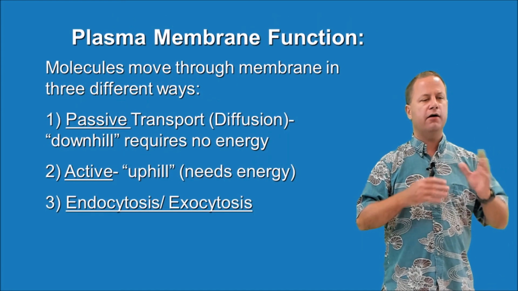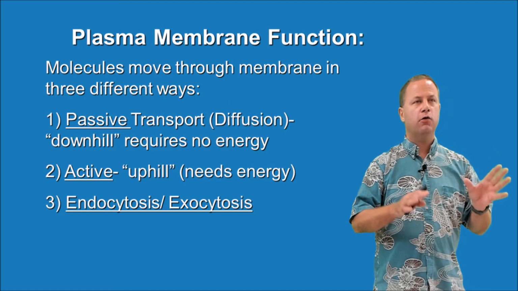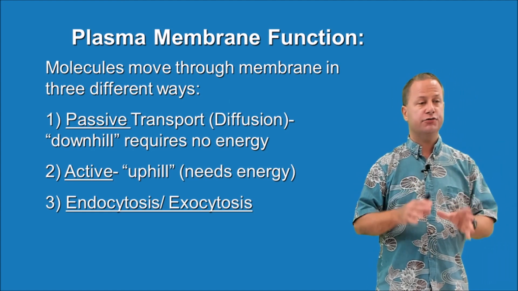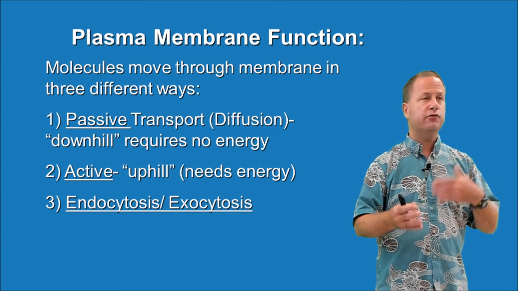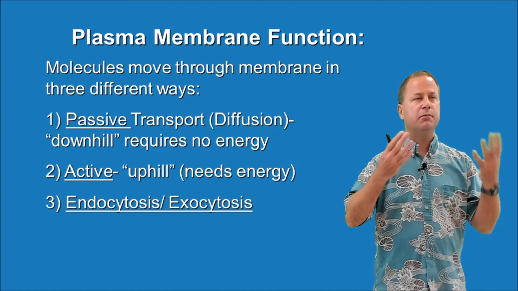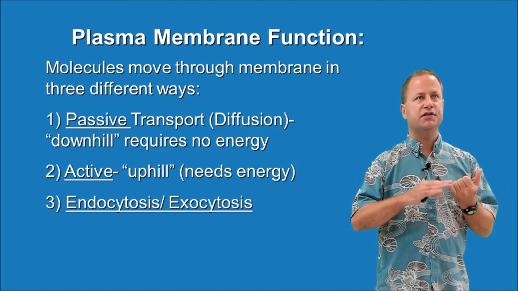Okay, just a review of plasma membrane function. We said before that the plasma membrane is a semi-permeable membrane which will allow some things to cross through but not others. And things can move through that membrane in various ways. One is through passive transport. Examples of passive transport were osmosis and diffusion.